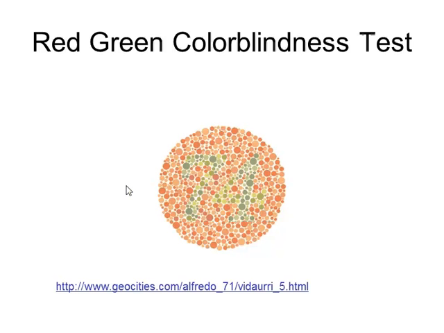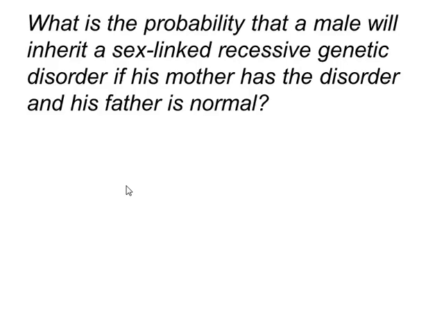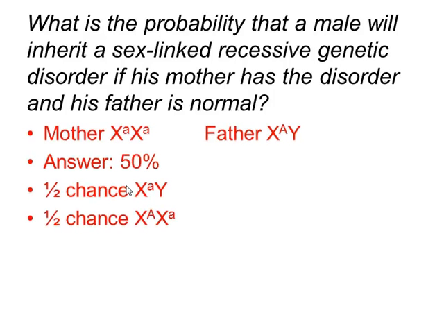Now let's look at the answers to your questions. What is the probability that a male will inherit a sex-linked recessive disorder if his mother has a disorder and his father is normal? What I would expect to see, and you could have picked different letters than A, but that's what I picked, a mother who has the disorder, so she's an X little a, and a father without the disorder, that's normal, is an X big A, Y.